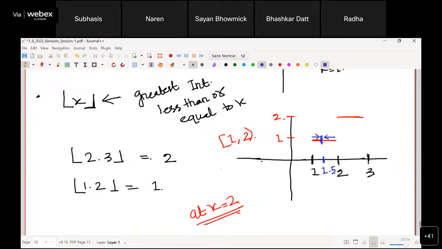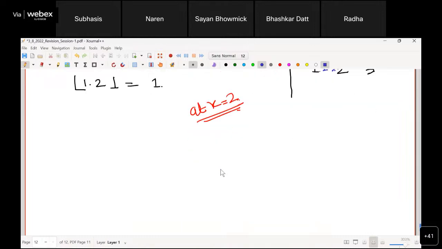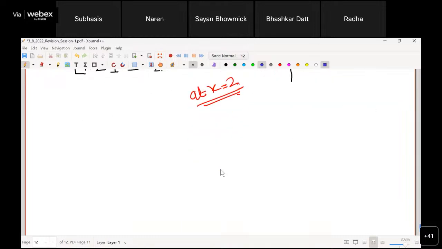Sir, what if we have a sequence including this greatest integer function and we need to calculate the limit? How should we approach that? Okay, it depends on the question. Let's say we have a sequence, 3n minus floor of n by 2.